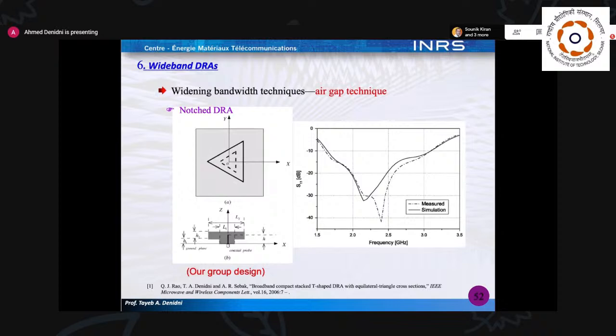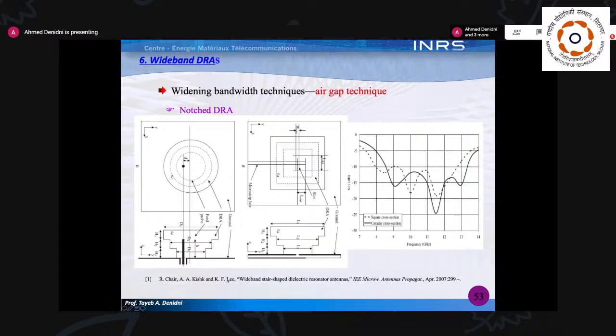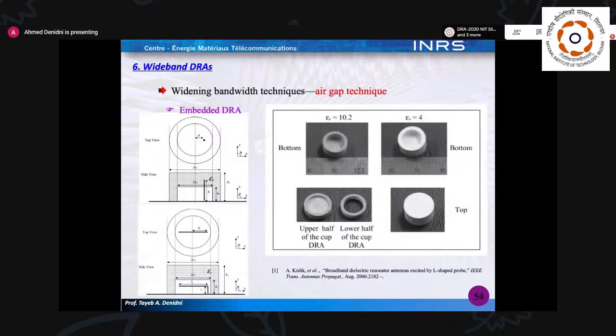Another technique, also from the group of Keshek and all, they have the same approach, but we have a gap here, and we can stack different materials and create some gap, and we come up with a large bandwidth from roughly 8.5 up to 13.5 gig. And here, this is a widening bandwidth technique with air gap. We can also have the gap inside and close it. You can see it here.